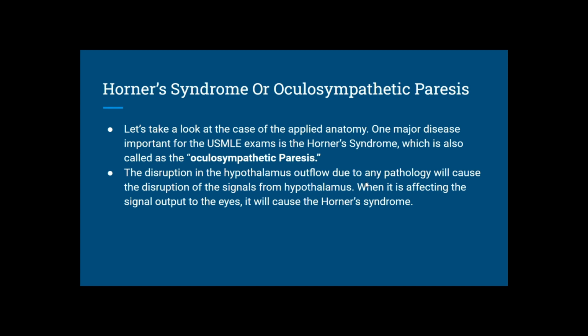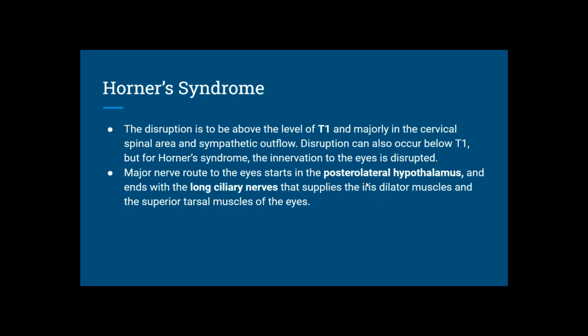actually goes out. If there is a disruption in the hypothalamus outflow due to any pathology, that will cause a disruption of the signals from the hypothalamus, and the area affected by the disruption is going to cause Horner syndrome. In this case, it is going to be the output signal to the eyes. So when it is affecting the signal output to the eyes, it will cause Horner syndrome. The disruption is to be above the level of T1, the thoracic one, and majorly in the cervical spinal area and the sympathetic outflow. However, the disruption can also occur below T1, but for the criteria for Horner syndrome, the innervation of the eyes has to be disrupted.